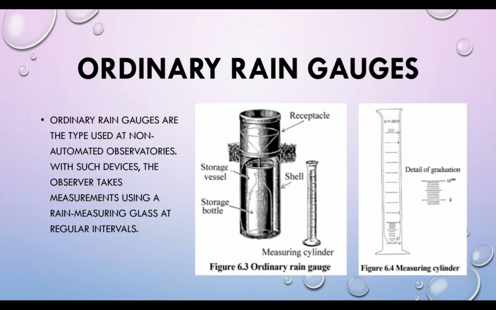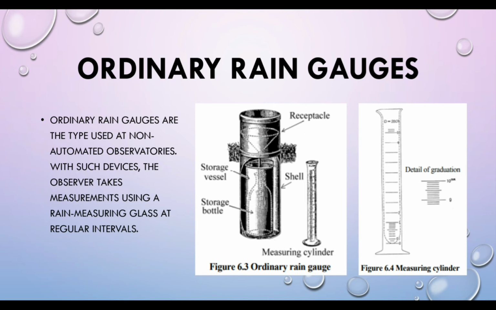This type of rain gauge consists of a receptacle, a shell, a storage bottle, a storage vessel, and a rain measuring glass, which is a measuring cylinder graduated in precipitation amounts based on the diameter of the receptacle's orifice. The shell acts as a container for the storage bottle and the storage vessel. The storage vessel is a cylindrical metallic container that houses the storage bottle. The measuring cylinder, as shown in Figure 6.4, is transparent and graduated in units of precipitation.